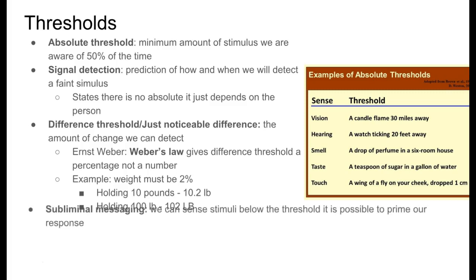Oops, sorry, subliminal messaging kind of got covered over here. Subliminal messaging is anything where we can sense stimuli below the threshold. It is possible to prime our response. So you know how we said we only notice things 50% of the time? That other 50% of the time, it's still there, we just may not realize it. That would be considered subliminal, right? We're still sensing it, we just don't know we're sensing it.